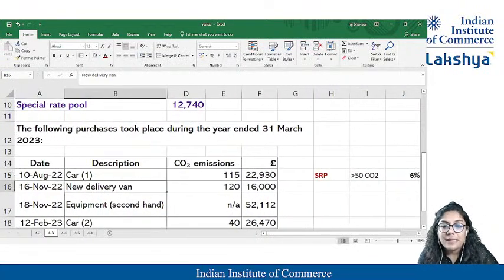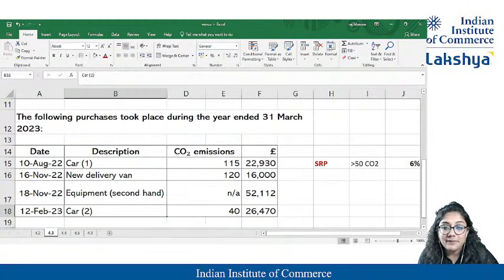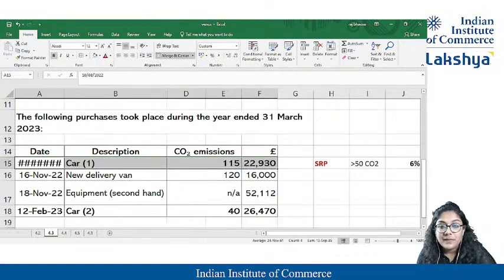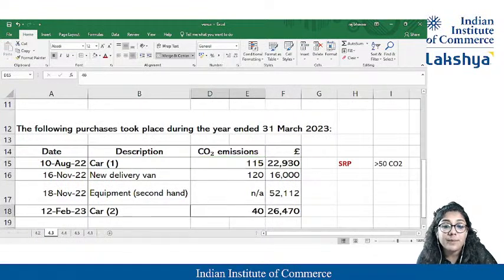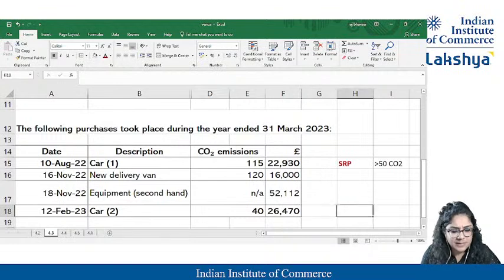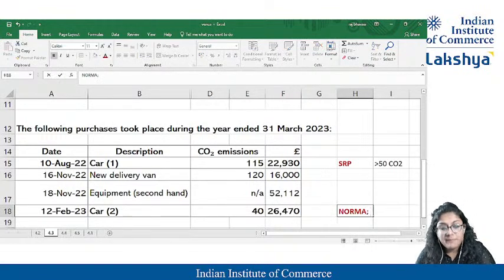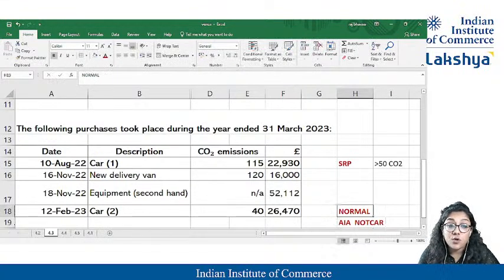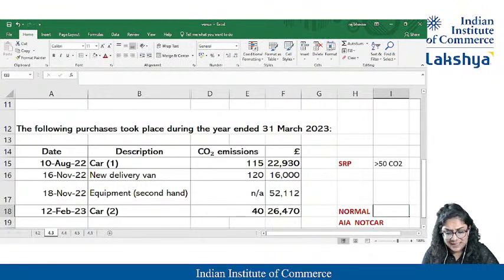Cool. Now, students, I'm going ahead with car 2, where things are the same. Car 1 you purchased was emitting 115. Here it is only 40. Only 40. That means car 2 is normal. Will I get AIA benefit? Students, we know that AIA benefit is not available to cars. Not to cars.